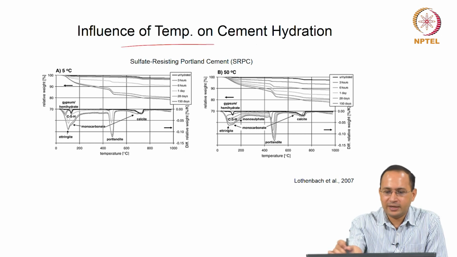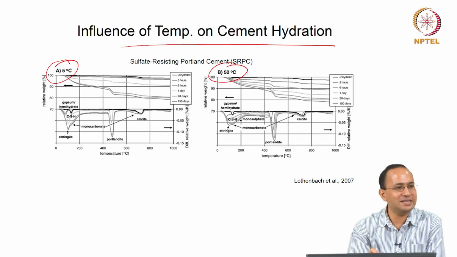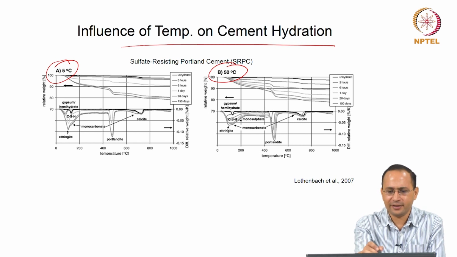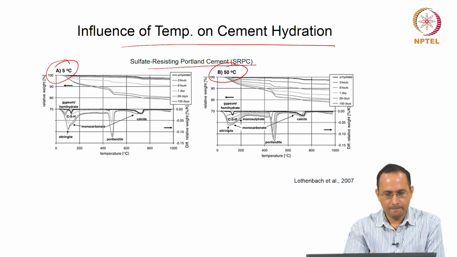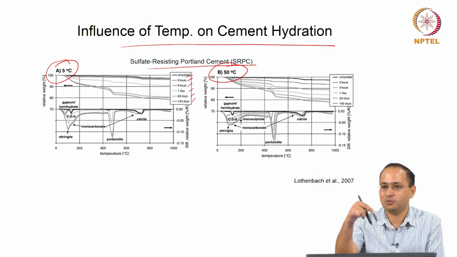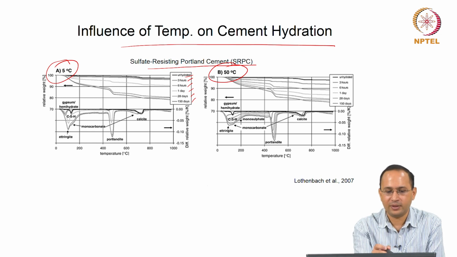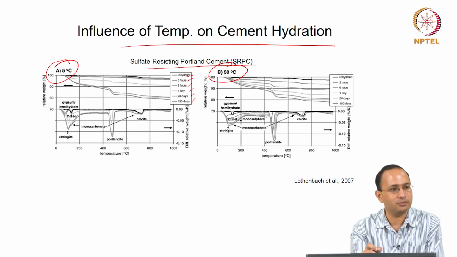Also we can use this TG to understand the influence of temperature. What happens when you increase the temperature from 5 degrees Celsius to 50 degrees Celsius. So, again, here is an example of sulfate resisting Portland cement, SRPC. You see lot of lines, lot of curves. Here you have unhydrated, meaning without water, then you add water. So, what happens after 3 hours, 6 hours, 1 day, 28 days, so we are monitoring the progress of hydration. Cement will hydrate and form new phases, right. How that affects the TG curve, that is what we are looking at.